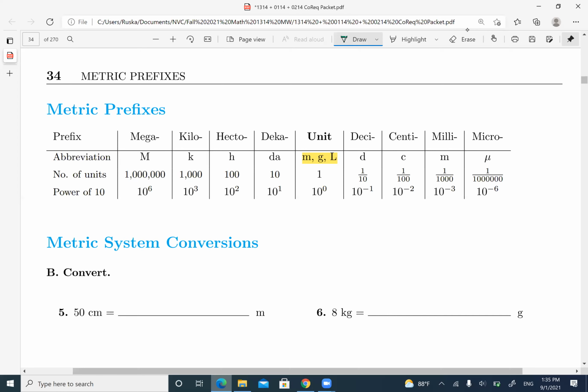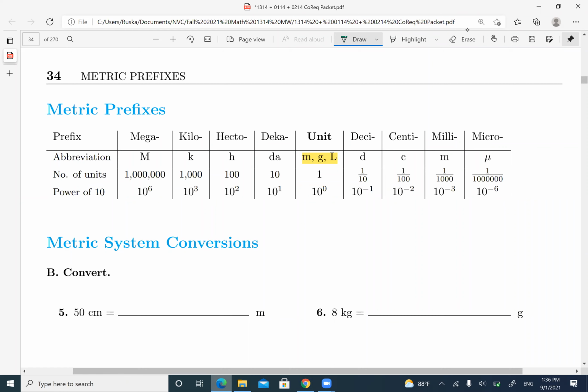Hecto is H, deca is DA, and then you have deci, which are part of 1/10 of the gram: decigram, decimeter, deciliter, okay? Then you have centi, milli, and micro, okay? So also pay attention to the exponents, or the number of units. The exponent is going to help you when you change the units. So look at this like a stair. You're going up and down the stairs. And it depends how many units you're going to go.